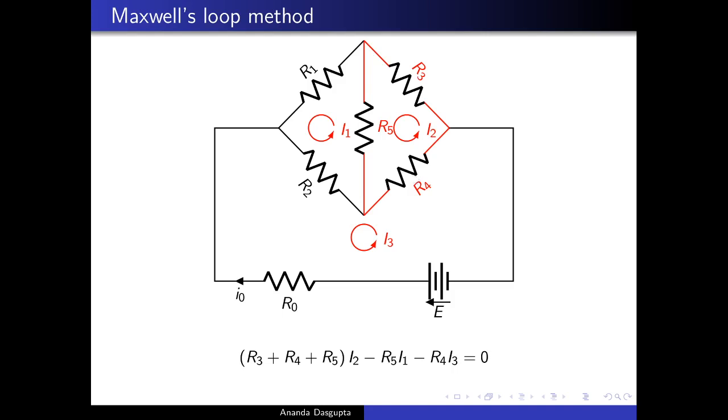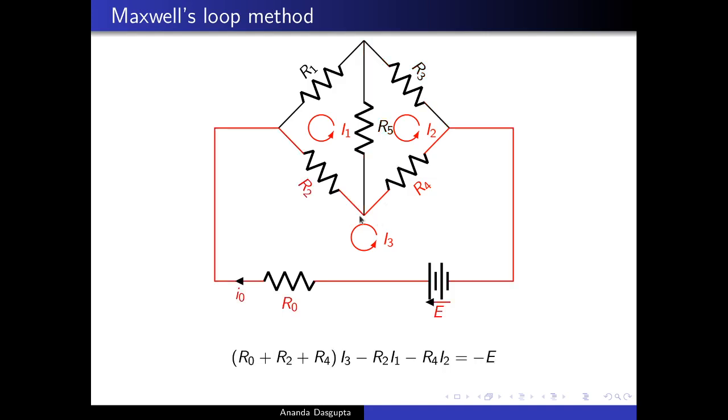Notice that this is nothing but Kirchhoff's voltage law. Net voltage drop is 0. But it's much easier to write down. Just multiply the total resistance in the loop by the loop current. Subtract the contributions of the adjoining other loops with minus signs. But the only thing you have to worry about beyond this is what happens if there's a battery in the circuit. And even then the rule is very simple.